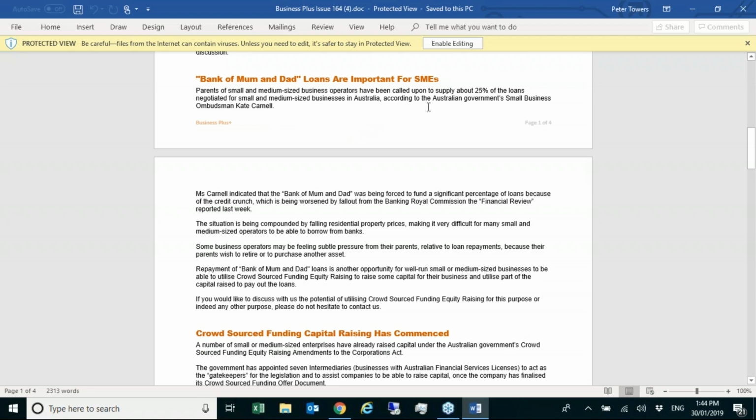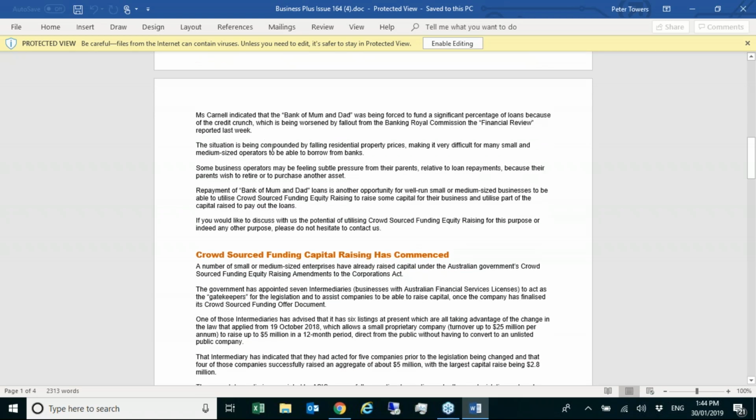The Bank of Mum and Dad Loans was a terminology that was coined by Kate Carnell, the Small Business Ombudsman, and the Financial Review wrote it up. And when I read it, I thought, geez, that's another reason that some businesses might be interested in crowdsource funding, because they may have got some money off their parents or grandparents, and now the parents or grandparents are either wanting to retire or perhaps looking to go into a nursing home. They need a fair bit of money to pay the entry fee, and they might be making noises to their son or daughter or grandchildren, hey, we'd like our money back.